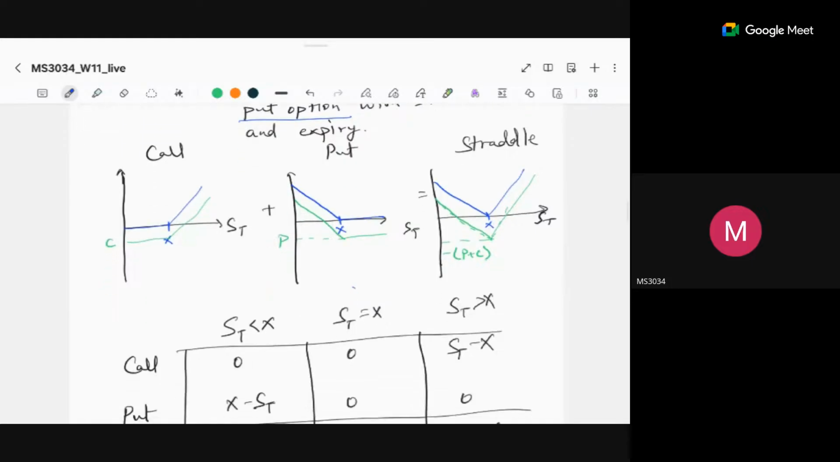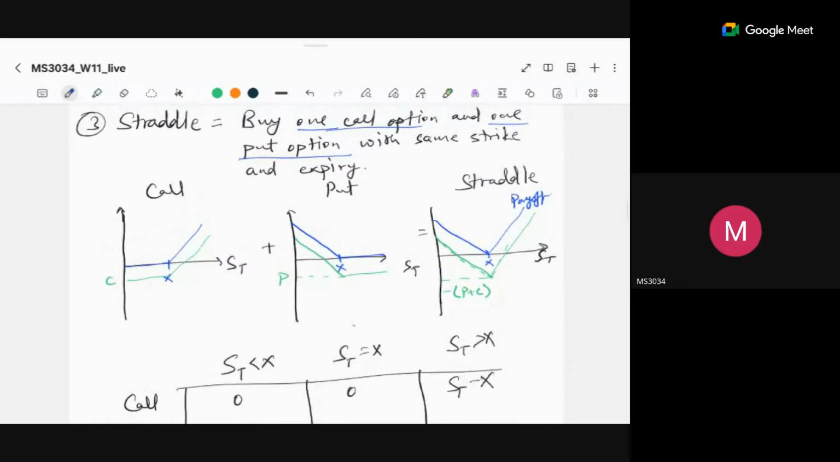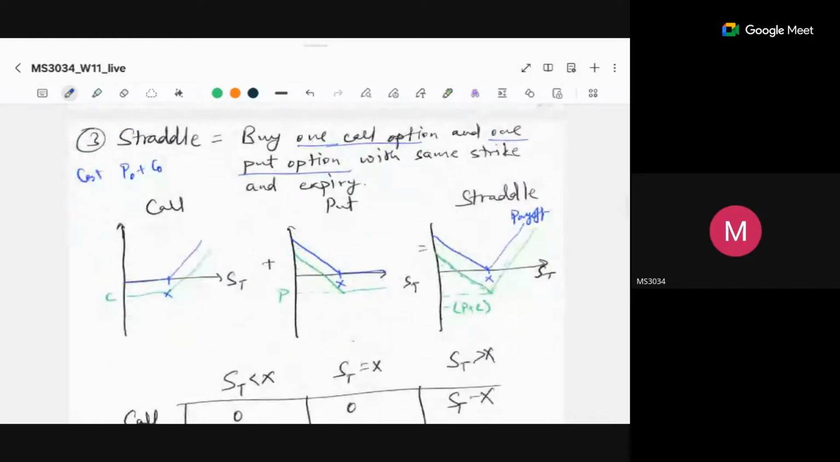Here you will benefit with a decline in the price as well as a rise in the price. How? With a call option, this is the payoff diagram. With a put option, this is the payoff diagram. When you combine both of them, you get this blue payoff diagram for the straddle. And if you subtract the cost, the cost is your put option price plus call option price. So you subtract this. So this green curve is your profit diagram.